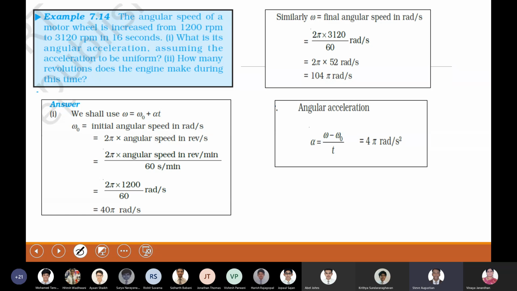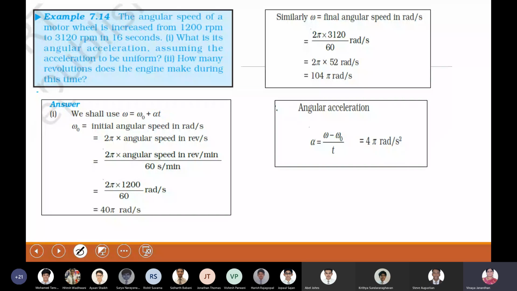Ma'am, if we were to get alpha's value as negative, does that mean the rotation is in an opposite direction, anti-clockwise or clockwise, when the body comes to a stop? Is it negative acceleration when it goes anti-clockwise, or when it goes clockwise? It's not that direction is taken into consideration as such.